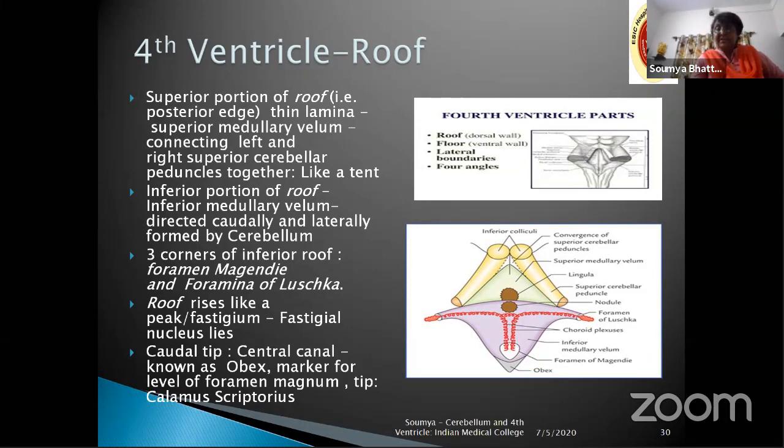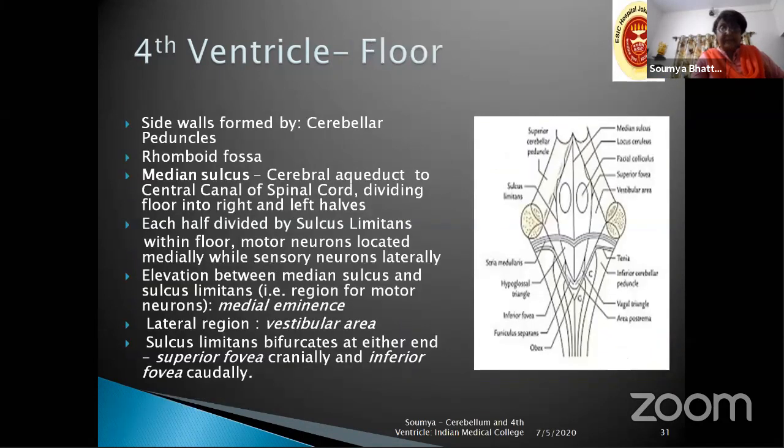The two ends of the lateral part of the fourth ventricle meet at a point which is known as calamus scriptorius. Calamus is like a pen, and scriptorius is for writing. So it looks like a nib of an ink pen.